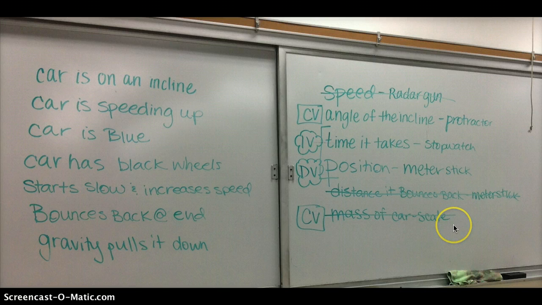And all of the cars are going to have the same mass, so we label it constant. And then the angle of the incline, we already have all of them set at an angle. You don't want to change it, so that's also going to be a constant. So then we're left with time and position. And I refer them to the previous lab to help them to identify which one's independent and which one's dependent. So they come up with an independent variable of time and a dependent variable of position.